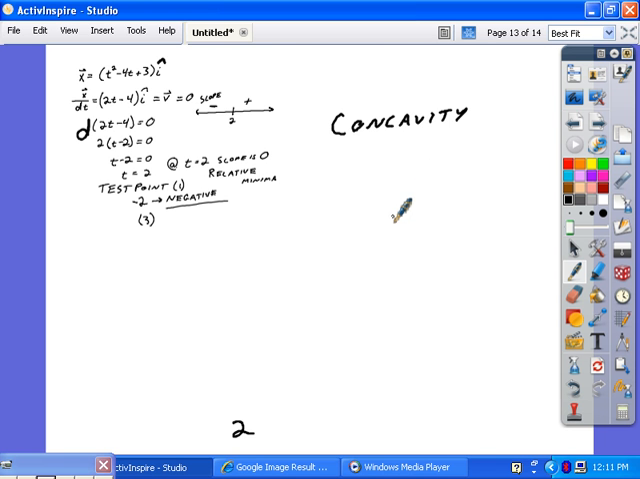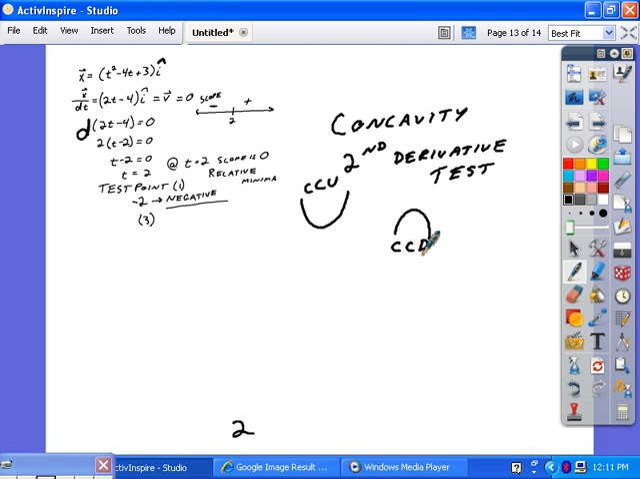Concavity, the test that you can get for concavity is you want to take what's called the second derivative test. Now in that case, what the concavity is going to determine is whether we have a shape that is looking like this or a shape that's looking like this. This is concave up, this is concave down.